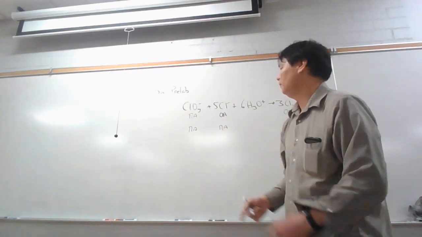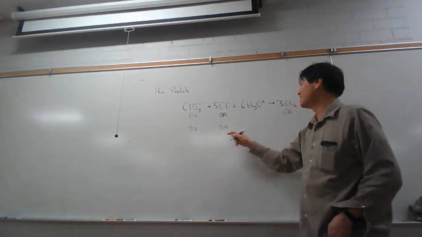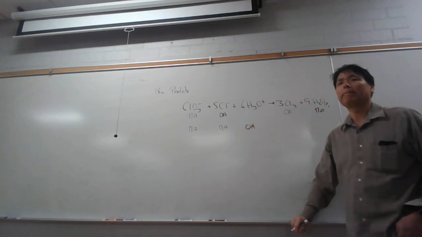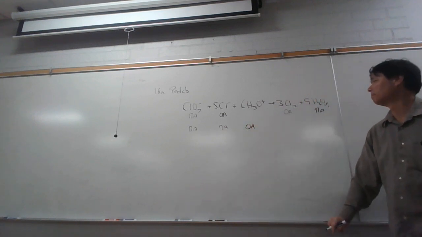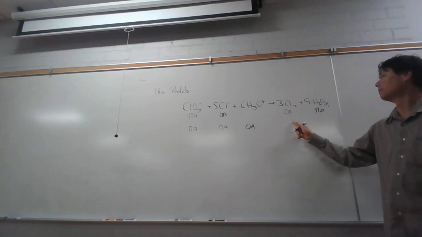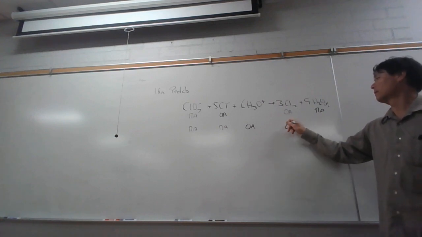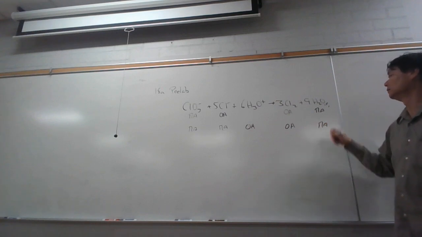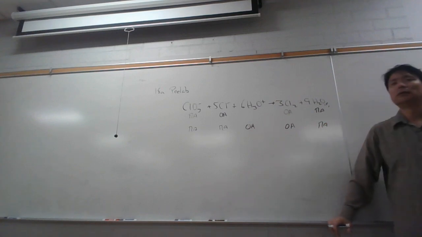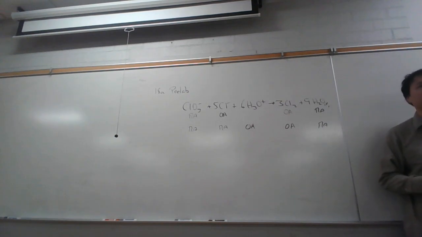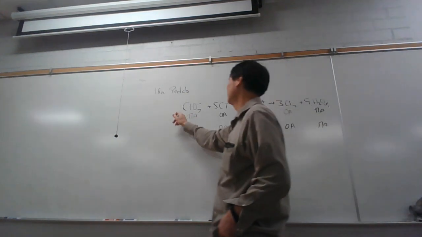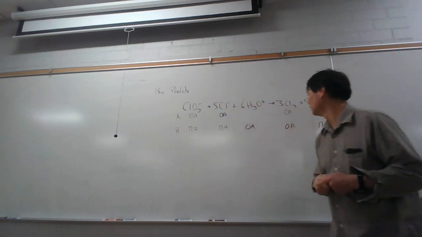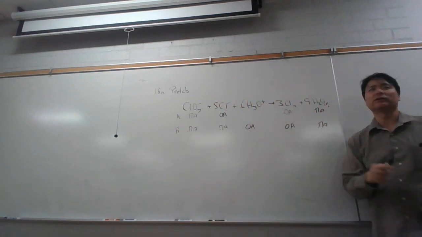So we have ClO3 minus, Cl minus, and then H3O plus is the oxidizing agent. And then chlorine gas, that would be the oxidizing agent. And then water is reducing. Okay, so we have this one, which is called option A, option B. Similar, but different.